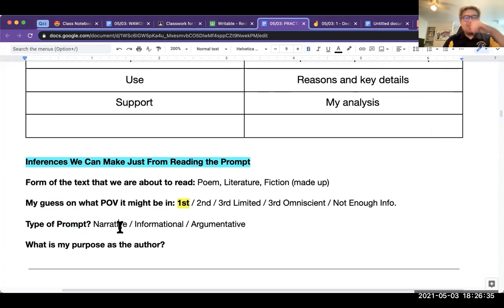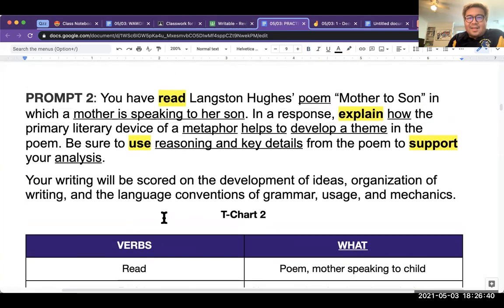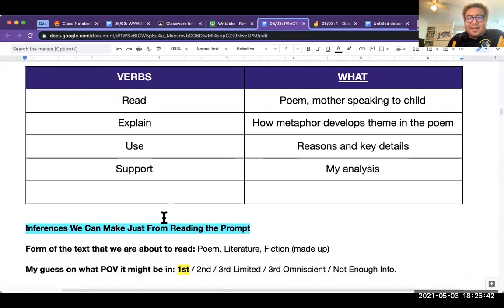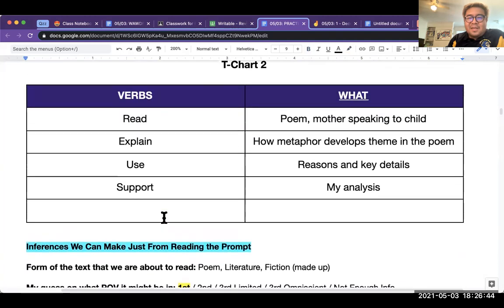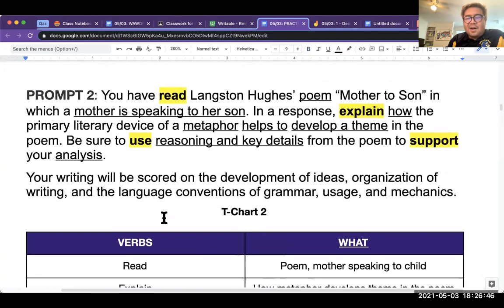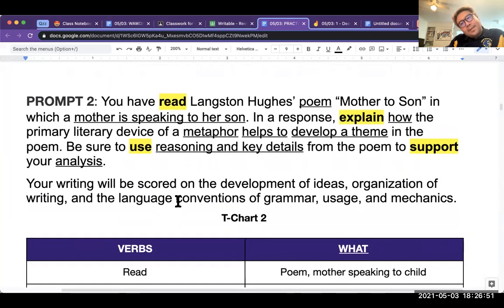What is the type of prompt? Now this is tricky. Let's take a look at it. Is it a narrative prompt? Is it an informational prompt? Or is it an argumentative prompt? Is it a narrative prompt, an informational prompt, or an argumentative prompt?